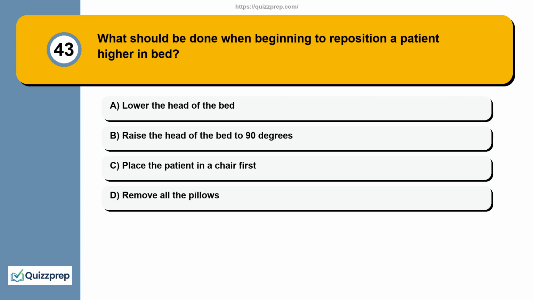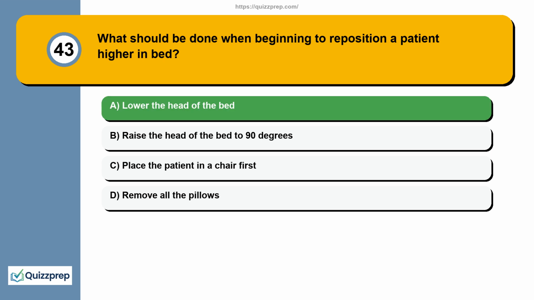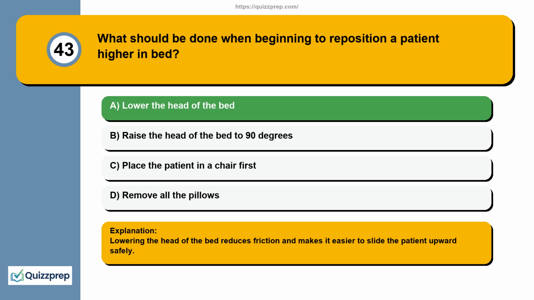Question 43. What should be done when beginning to reposition a patient higher in bed? Lower the head of the bed. Raise the head of the bed to 90 degrees. Place the patient in a chair first. Remove all the pillows. Lowering the head of the bed reduces friction and makes it easier to slide the patient upward safely.